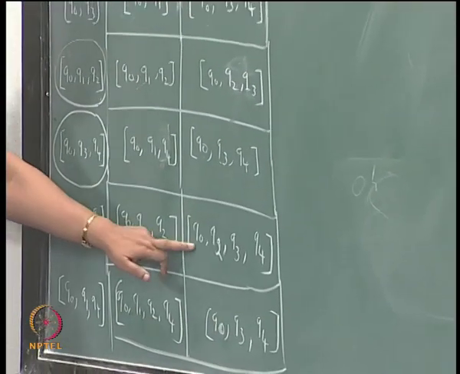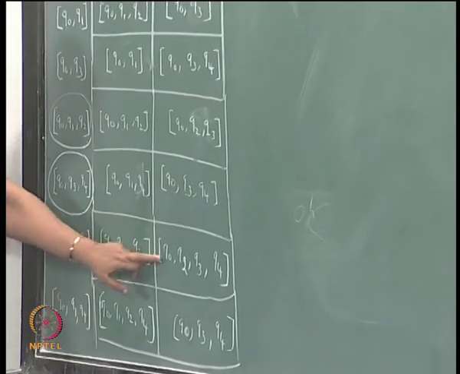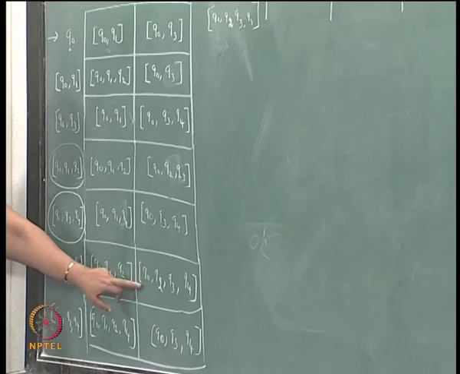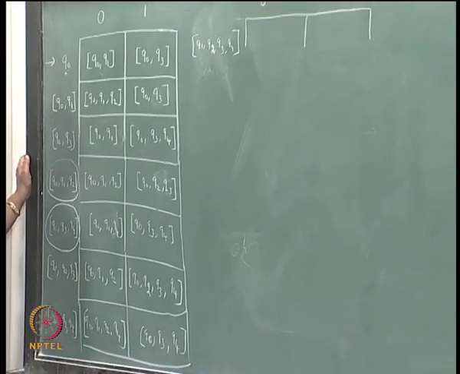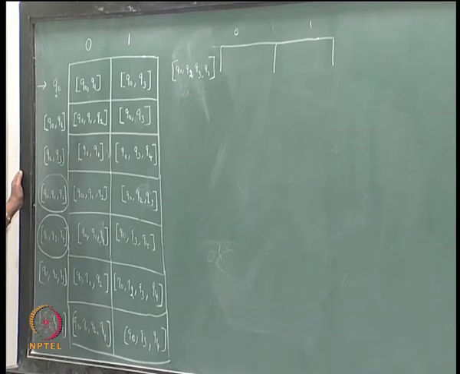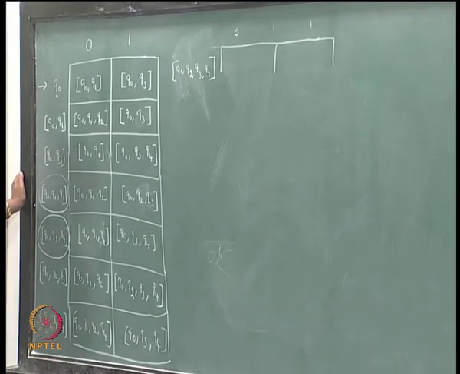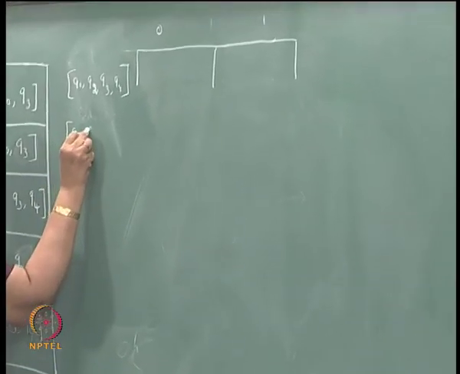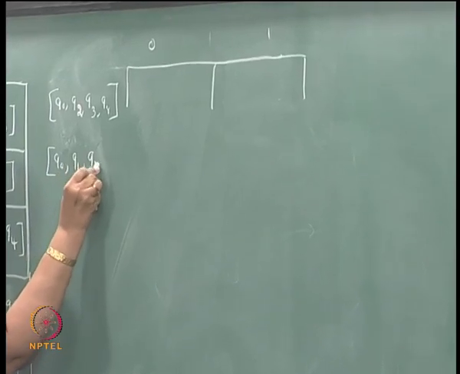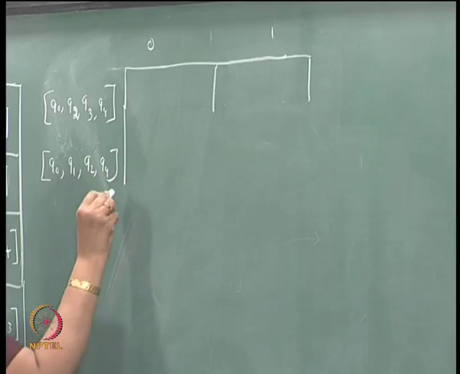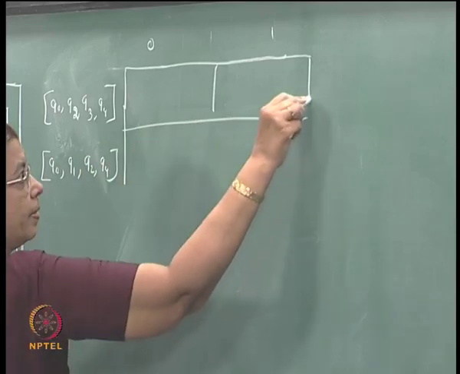So, we have to consider the next states for these two subsets, or the states represented by these two subsets, Q0, Q2, Q3, Q4 and Q0, Q1, Q2, Q4. Now, what will be the next states in these cases?